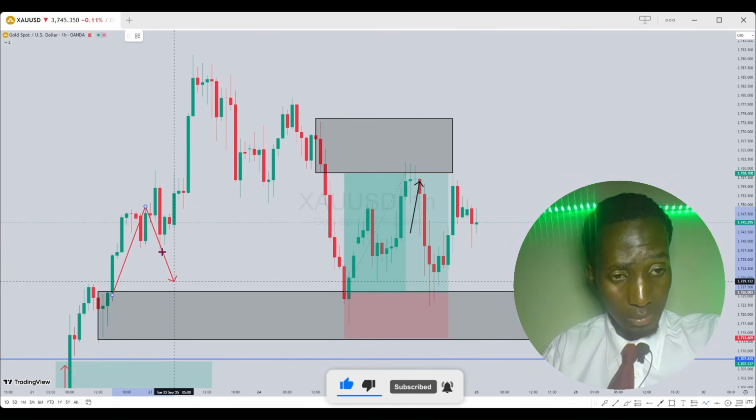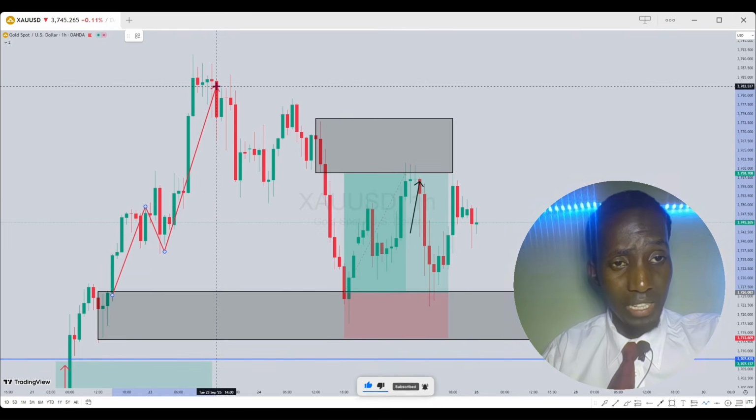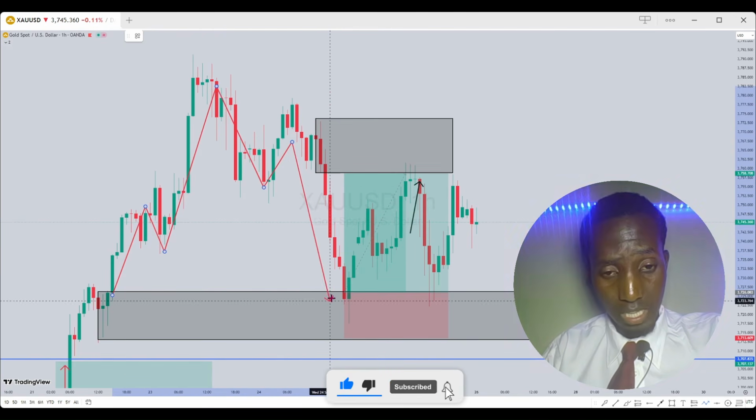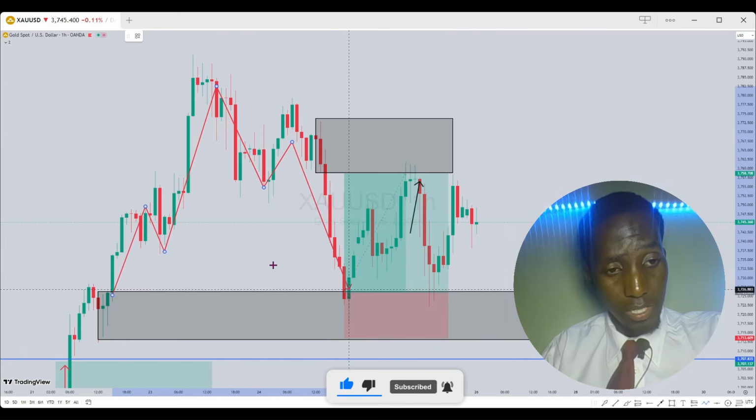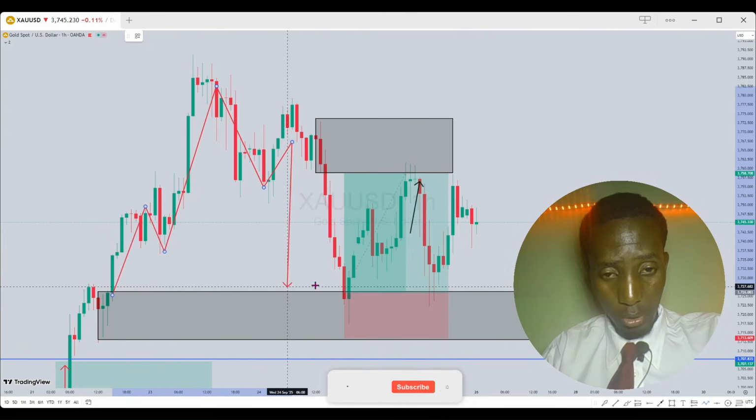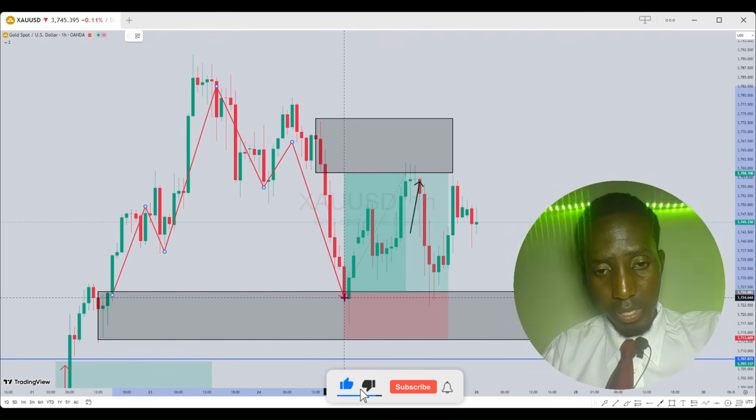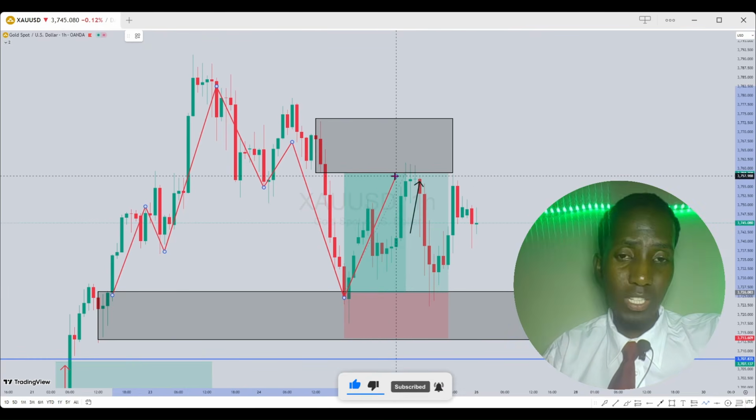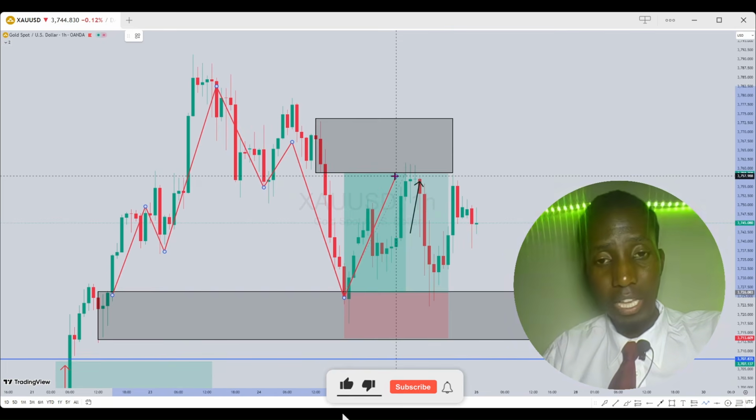Instead of filling this gap, it started moving up, and then let's say after some weeks, maybe 2 weeks, institutions push this price down and fill this gap. So this is called an unmitigated order block. This is where you should enter your buy. Then you target the next zone. It's simple as that when you understand the different types of order block.